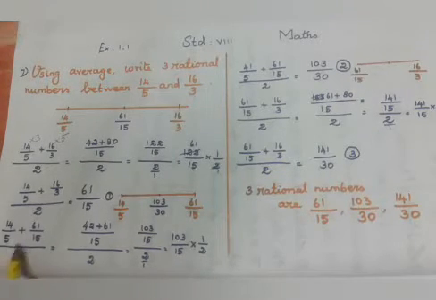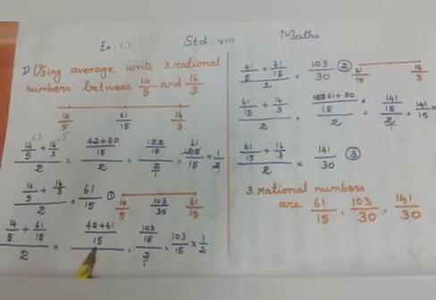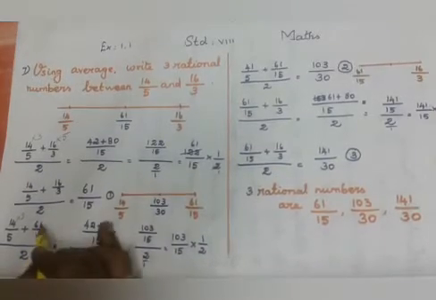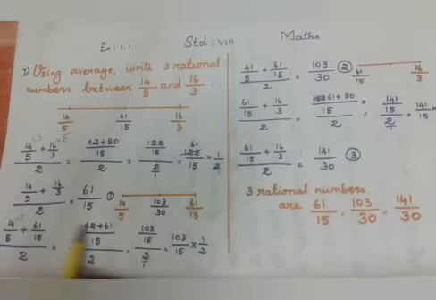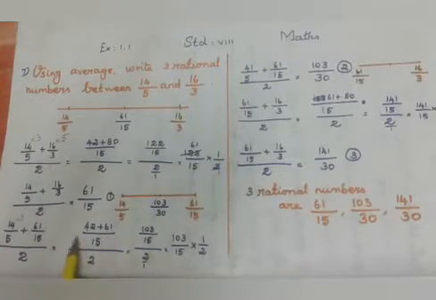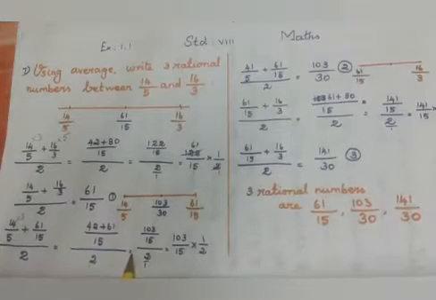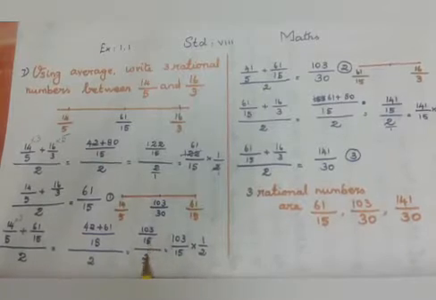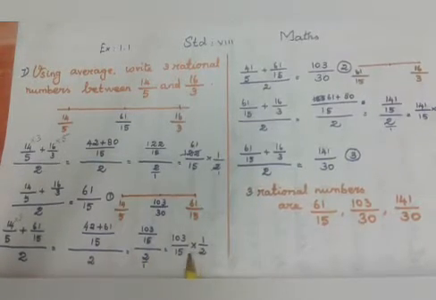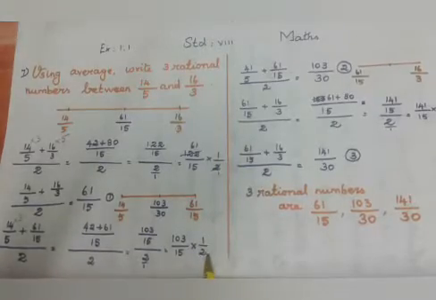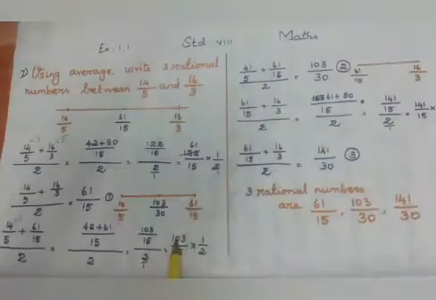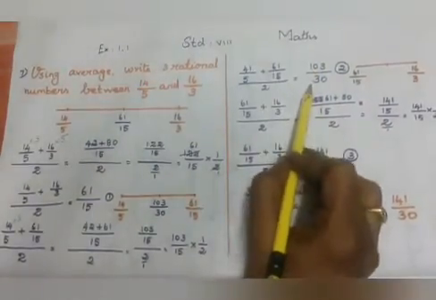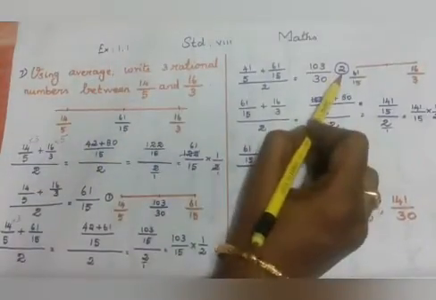So for these two, the LCM is 15. Therefore we multiply 14 by 3. Here 15 is already there, so we cannot multiply. So 14 3s are 42 plus 61, divided by 15, divided by 2. That is equal to adding these two numbers, 103 divided by 15, by 2 by 1. Here divide is there, so we change into multiply: 103 by 15 into 1 by 2. So we multiply these two values. 103 into 1 is 103, and 15 2s are 30. Now this is the second number we found.